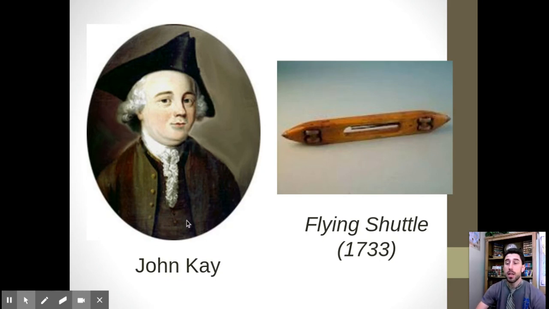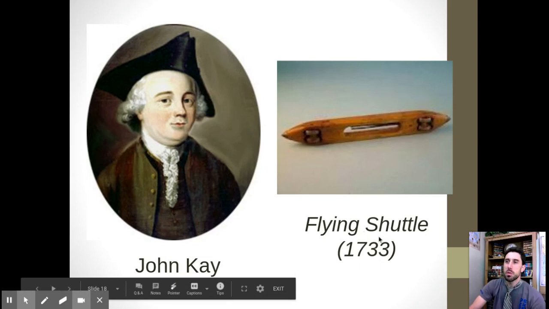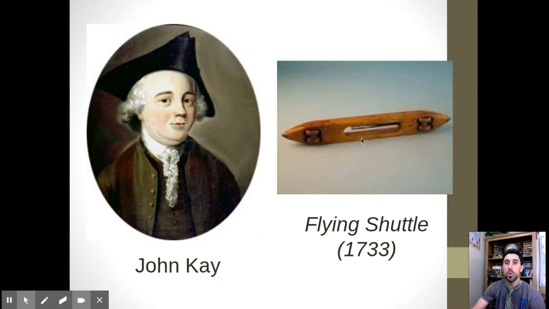So John Kay is another guy who's going to be on your list of inventors. And what he invents is this thing called the flying shuttle. And it's funny because when we think of flying shuttle, we probably think of the space shuttle or some sort of airplane. But it's actually a piece of equipment used for weaving. I don't know if you are a weaver.